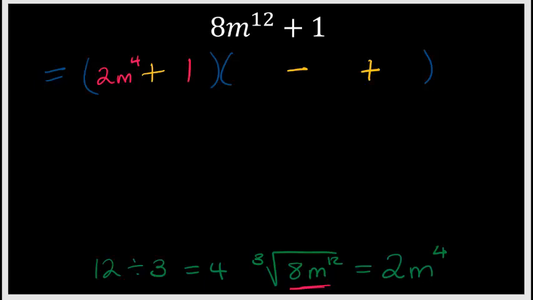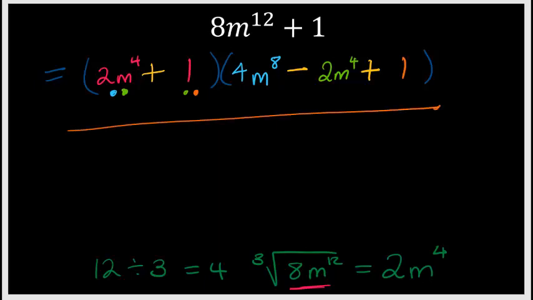Alrighty, let's do our second bracket. 2m4 to the power of 2. 2 squared is 4, m, 4 times 2 is 8. 2m4 times 1 is 2m4. And lastly, 1 squared is 1. That's my final answer.